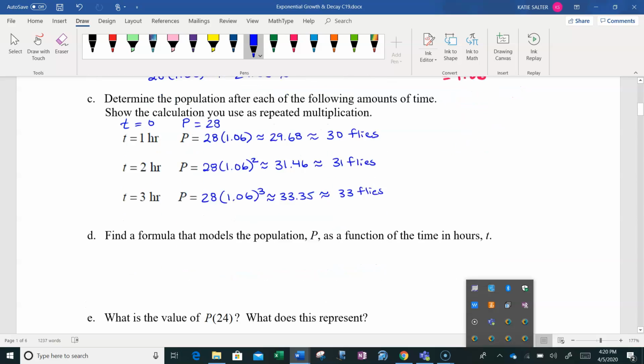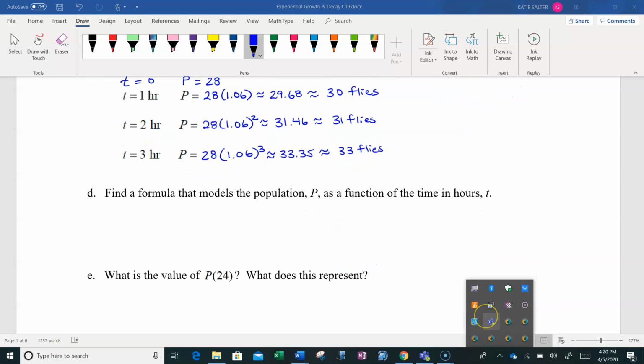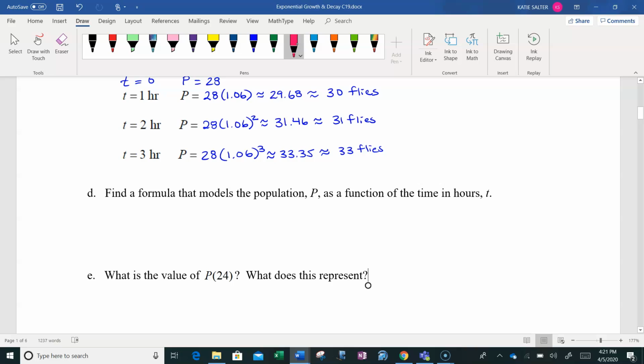All right, so this next part: find a formula that models the population P as a function of time in hours t. Just like we've learned about all exponential functions, we have that basic form y equals a times b to the x, where a is our initial value and b is our multiplier. So in this case, P of t, the population according to time, is equal to our initial value of 28 times our multiplier, which is 1.06, raised to the t.